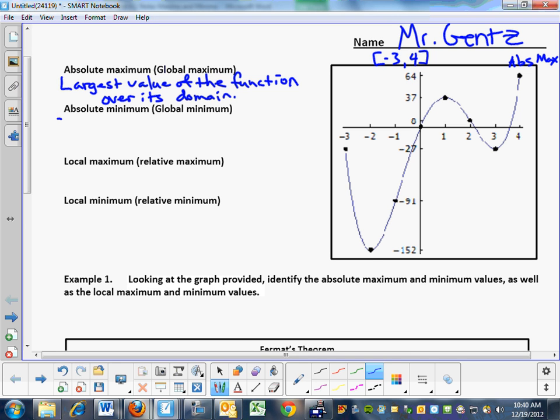Absolute minimum. Smallest value of the function over its given domain. So do you see the absolute minimum? -152.